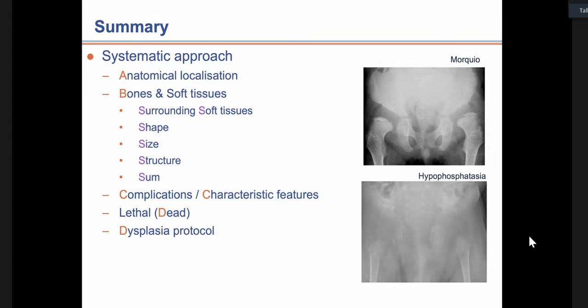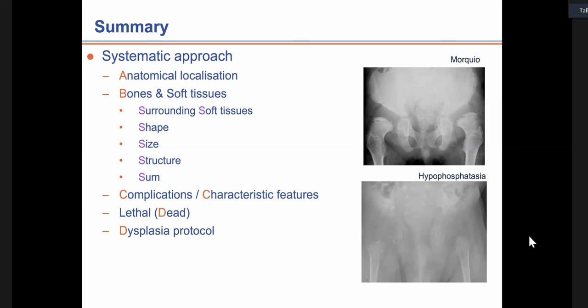Then, if you're still not sure, look at the bones, look at the surrounding soft tissues. I didn't talk about, for example, the phleboliths in Maffucci syndrome, or the contractures in Bruck syndrome. Bruck syndrome is fractures, osteogenesis imperfecta plus pterygia, so the soft tissues would be contracted.